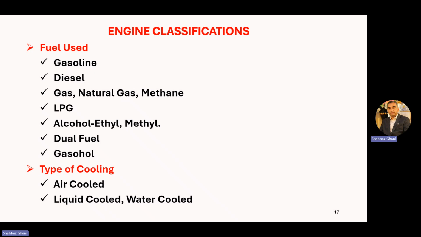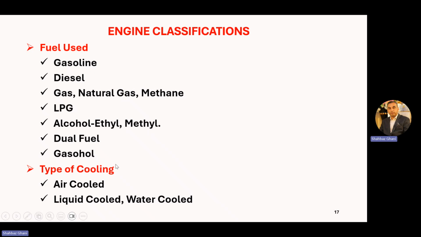Then you can have a gas or natural gas or methane. Then you have LPG, liquefied petroleum gas engine. Then you can have alcohol, maybe ethyl alcohol or methyl alcohol. Then dual fuel engine, maybe you are using petrol and diesel in a certain ratio, or kerosene oil and diesel in a certain ratio in some engines. Gasohol, another form of an alcohol engine, gas and alcohol.